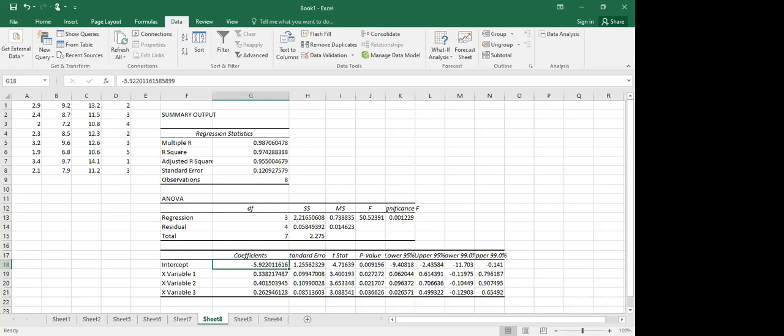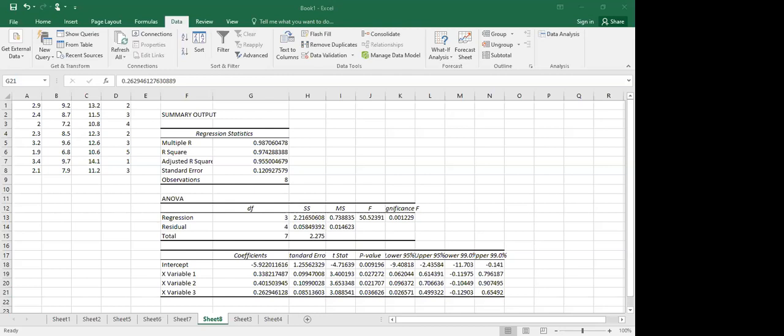Yes. Each of these variables, you write the number in front of it, x1, x2, x3, to make the regression line: y hat equals minus 5.92 plus 0.33 or 0.34 x1 plus 0.4 x2 plus 0.26 x3. That is the regression line. Next, you will be asked to make a prediction, I guess.